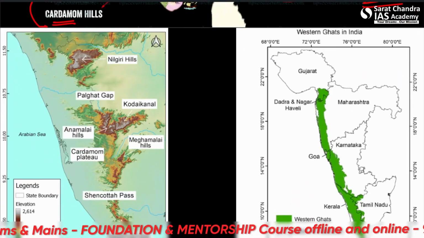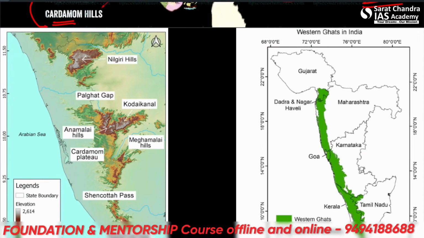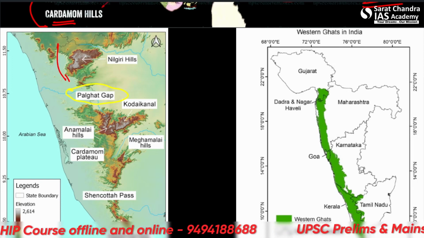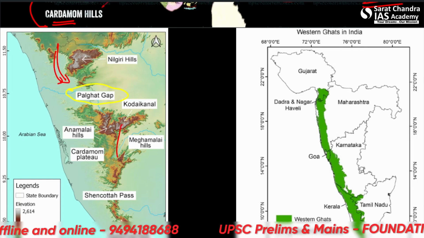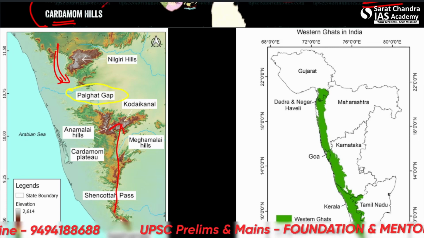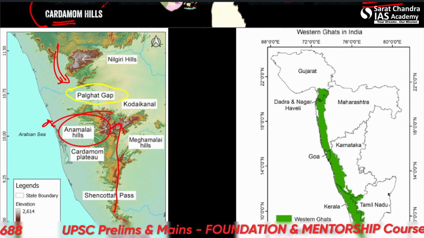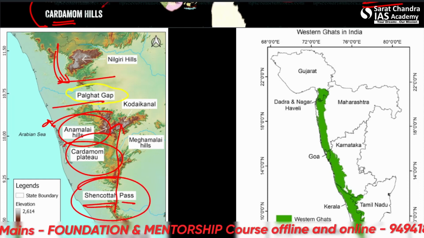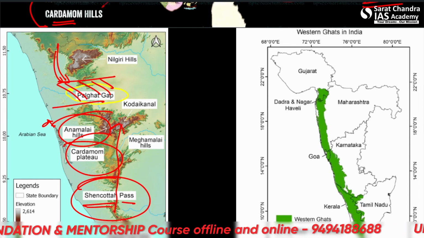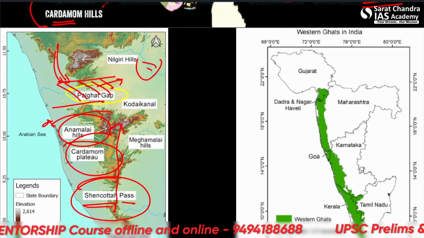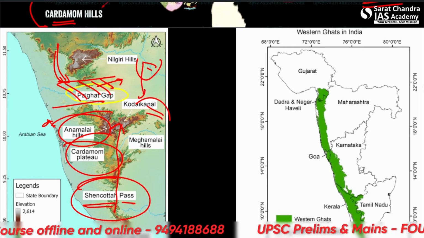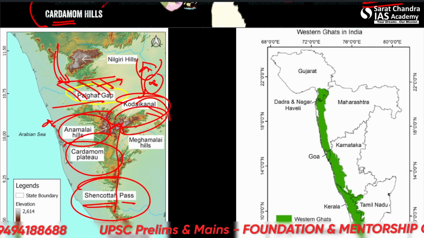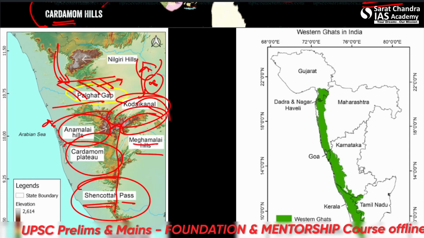The very important feature one is this Palaghat gap. So this makes a gap in the Western Ghats here and the southern mountain ranges of Kerala and Tamil Nadu here. You can see the Anamalai Hills here, Cardamom Plateau, Shenkota Pass. So pass means the gap between the mountains. It was also recently in news as the elephants are not able to move between their biodiverse areas between both these ranges. This is Kodaikanal, a very famous hill station in Tamil Nadu. Meghamalai Hills, these are also in Tamil Nadu.